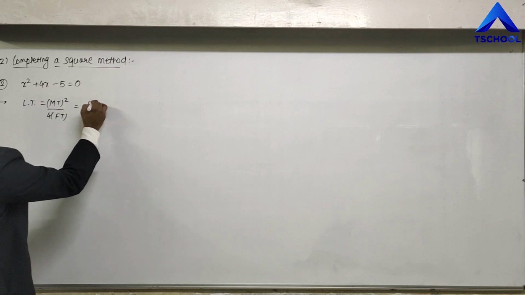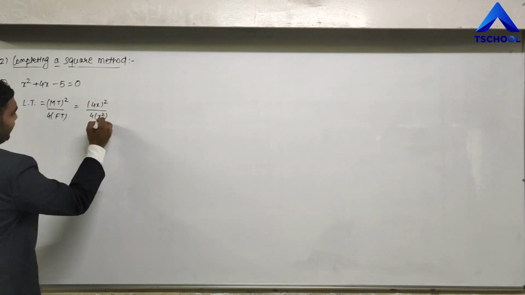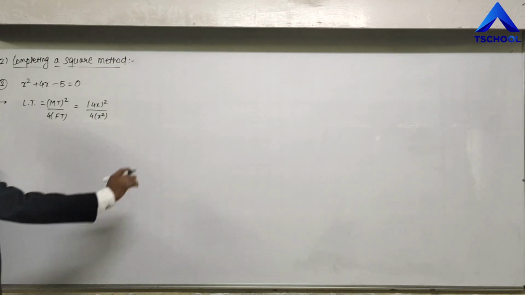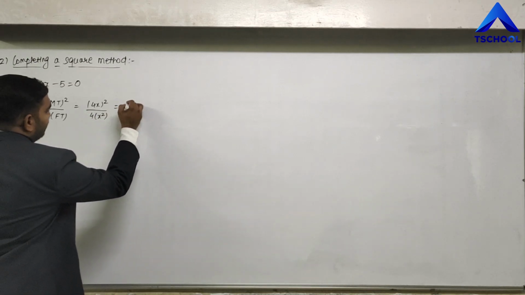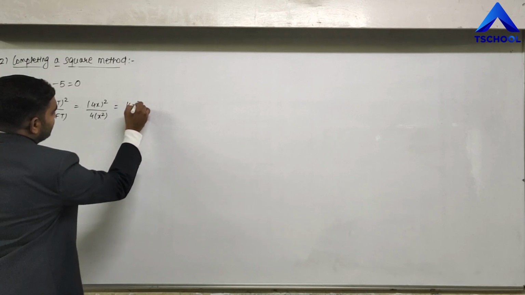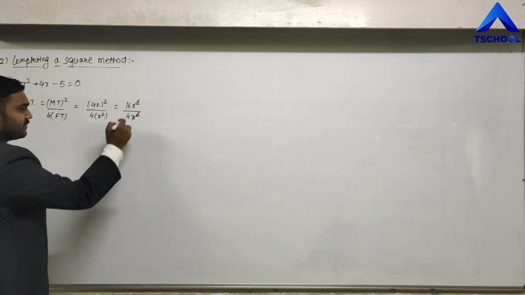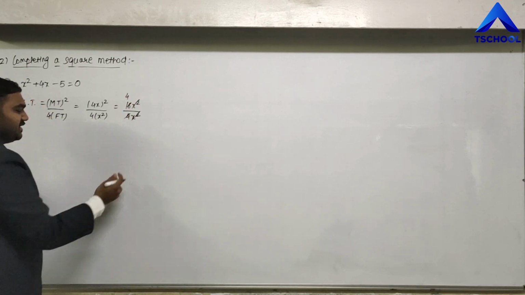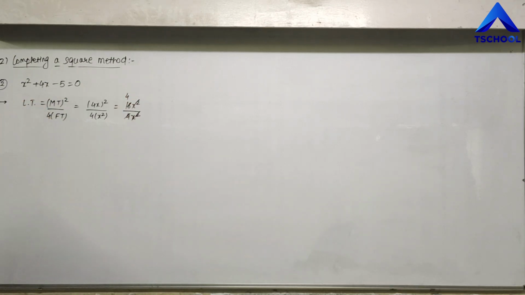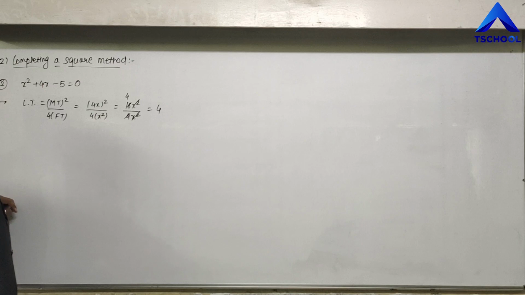That means 4x whole square upon 4 into x square, right? So that will become 16x square upon 4x square. X square and x square is cancelled. 16 and 4 can be cancelled by 4 again. So that will give me the last term as 4, right? So we got the last term as 4.